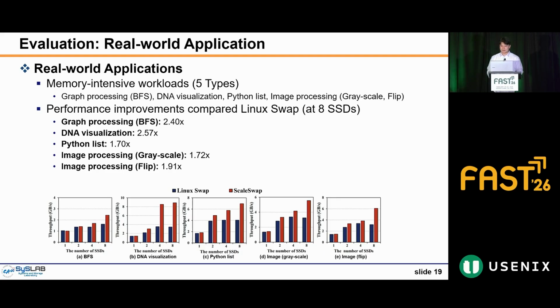Now, I'll show results from real-world applications. We evaluate 5 memory-intensive workloads, including BFS and DNA visualization. With 8 SSDs, ScaleSwap consistently outperforms Linux swap across all workloads. For example, BFS improved throughput by 2.4 times and DNA visualization by 2.57 times. The other workloads also show consistent improvements. This shows that the benefit extends beyond micro benchmarks to real applications.